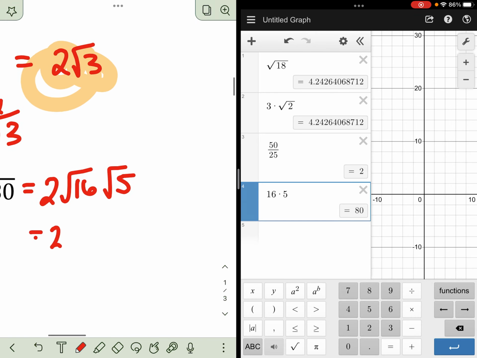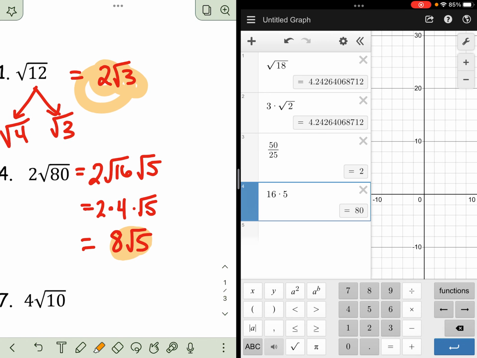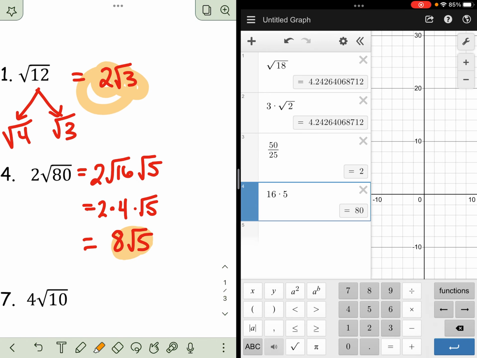And that's equal to 2 times radical 16 simplifies to 4. And radical 5 does not have a perfect square that goes into it. So that's done. And then 2 times 4 is 8. So the answer here, the simplified version, is 8 radical 5. Okay, notice this 2 was dragged over to our answer as well.